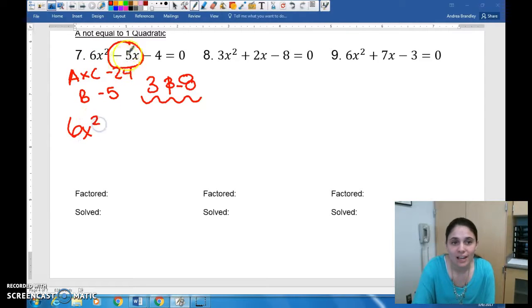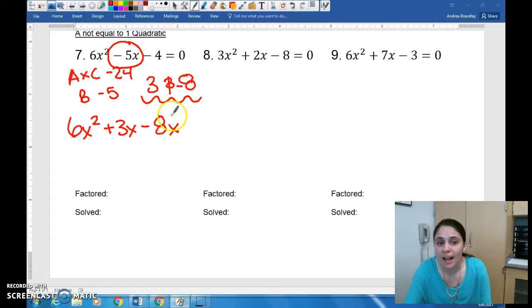And then instead of writing minus 5x, I'm going to have plus 3x minus 8x, which if I were to add that together, 3x minus 8x is a negative 5x. So I'm not changing the value, I'm just writing it in a new way. And then my minus 4 stays the same.